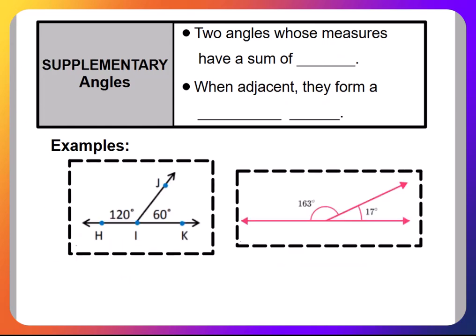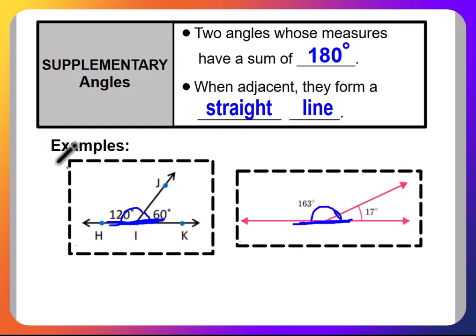Then we have supplementary angles. These are two angles whose measures have a sum of 180 degrees. When they are adjacent, they form a straight line. Take a look. We have this angle right here, angle HIJ, and we have this angle over here, JIK. Together, they form this straight line. So together, they add up to 180 degrees. They are supplementary. Okay, same thing here. You've got this big old angle right here that measures 163. When you add it to this angle here, they make that straight line, 180 degrees.